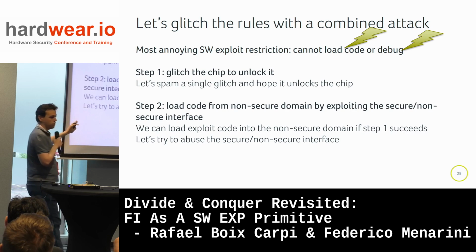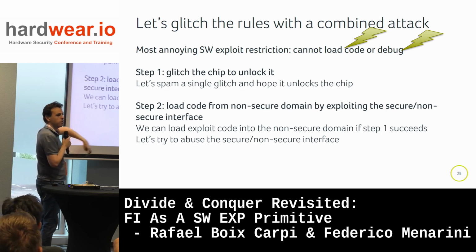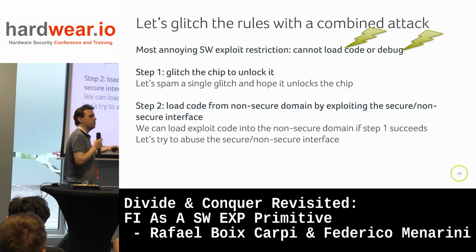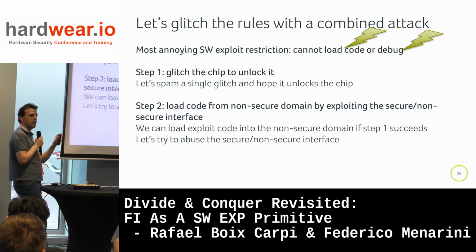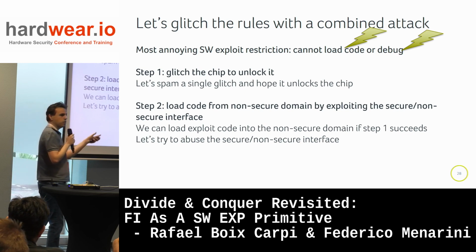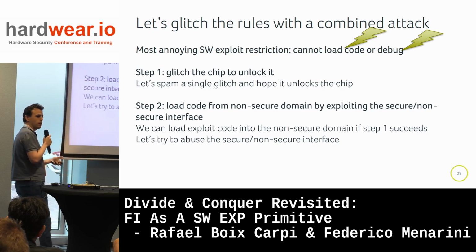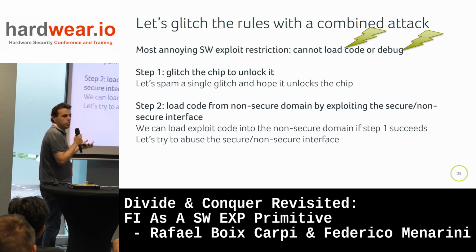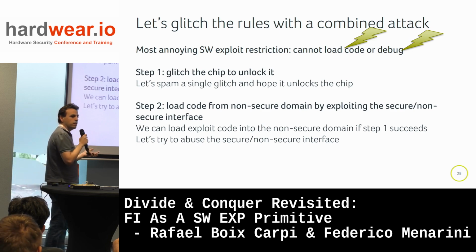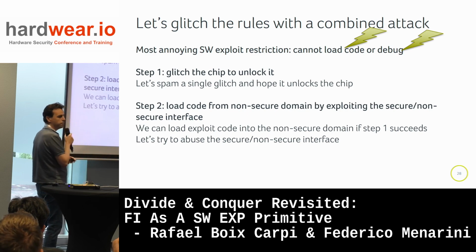The steps are the following. First, we're going to glitch the chip and hopefully unlock it. We will spam a single glitch, a simple attack, and see if this works. If this works, step 2, we can now load code and debug from the non-secure domain. So let's put there some exploit and see if we can now compromise the rest of the chip. We will try to abuse this secure, non-secure interface, which seems the only gate from the non-secure domain, and see what happens.